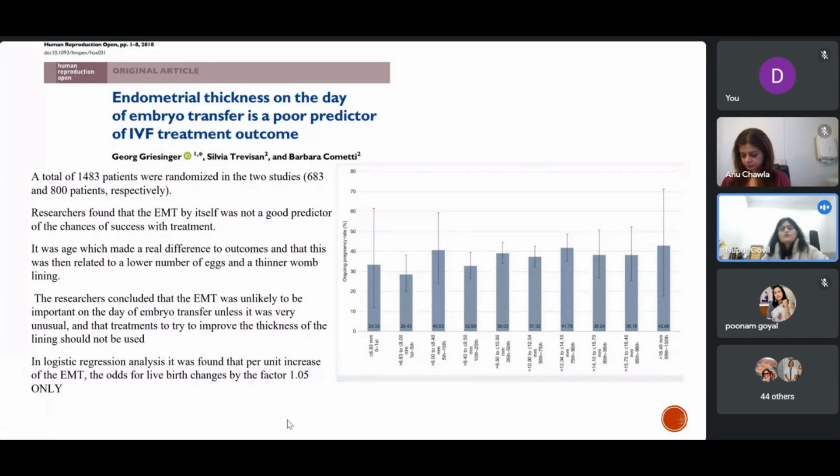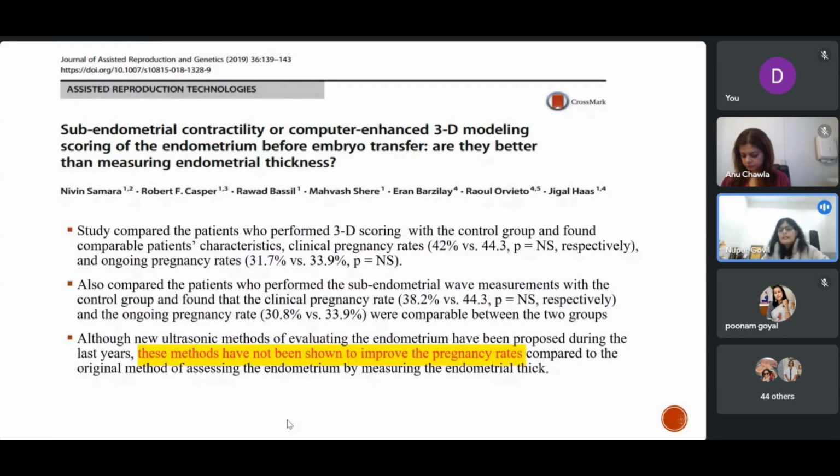This was their conclusion. In another study, they compared 3D ultrasound of the endometrial waves to the endometrial thickness, and they found that endometrial thickness is better, and using 3D ultrasound or subendometrial contractility does not improve the pregnancy rates in the patient.